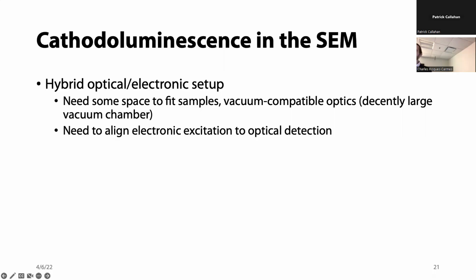So when we started to build the setup, we had in mind that we needed some sort of hybrid optical and free electronic setup. We needed a lot of space to be able to fit samples, especially since we're working at glancing incidence of the electron beam with respect to the sample in Smith-Purcell configurations. Also vacuum compatible optics. And I like to think of this as a confocal electronic optical microscope, where the excitation channel is the free electronic one, and we want to align the beam waist of the electron, where the interaction is strongest, with the optical detection channel. So this is just a nice way to think about it.